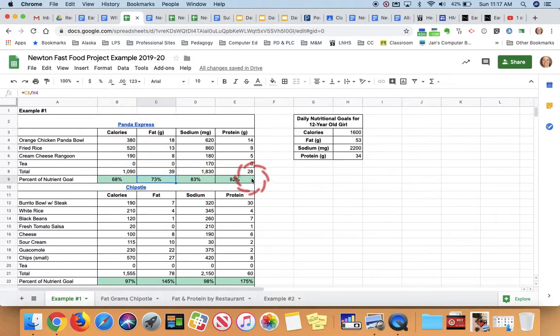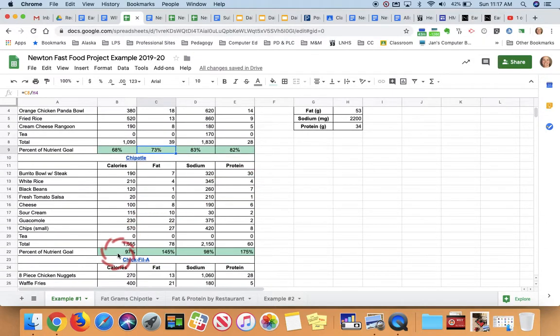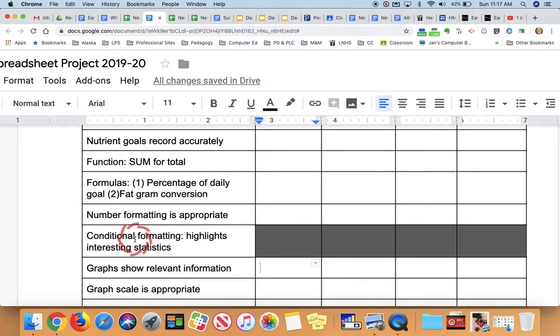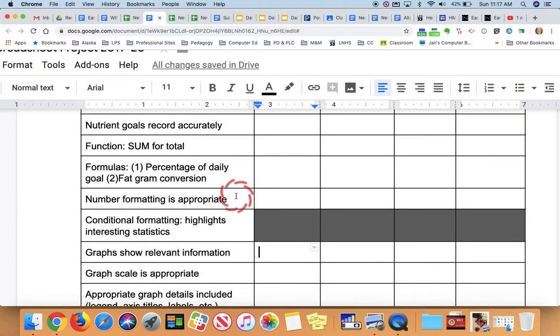So each one of these is done the same way. Sodium is your total sodium, whatever cell that's in, divided by the goal. Protein is the total protein divided by the goal. Okay? Make sure they look like percents with no decimals. And that should be the case for each restaurant that you have that done. Okay, number formatting is appropriate. That's where your numbers just should not have any words in them. Okay.